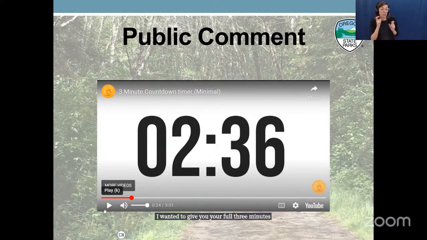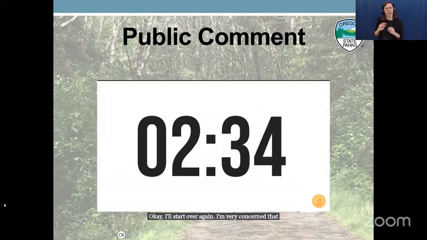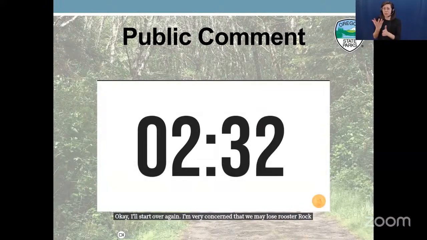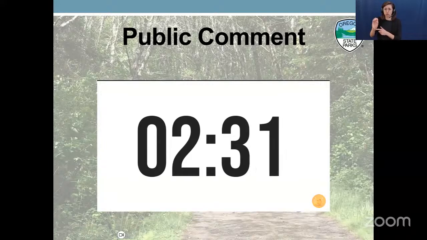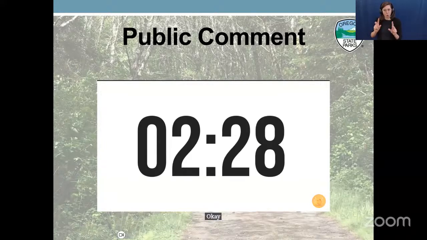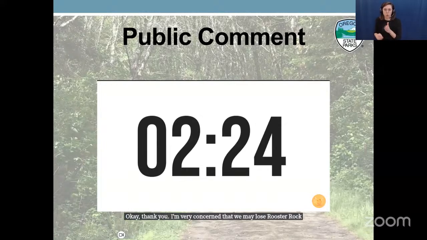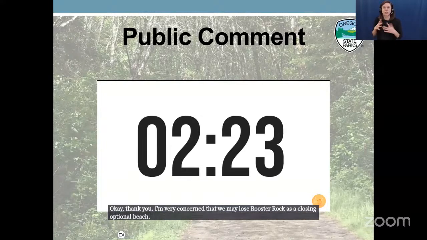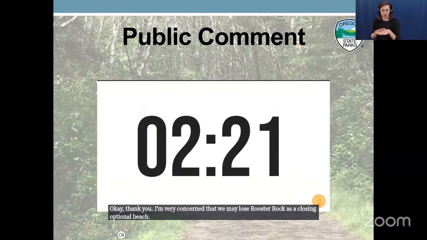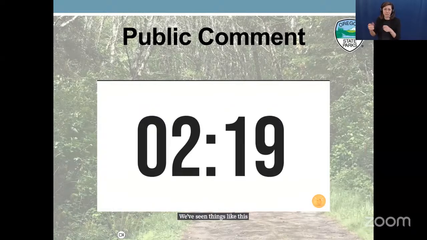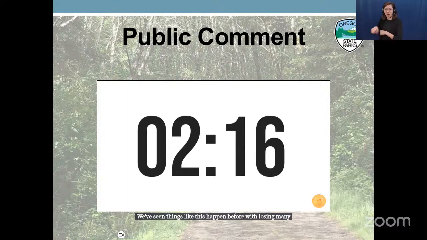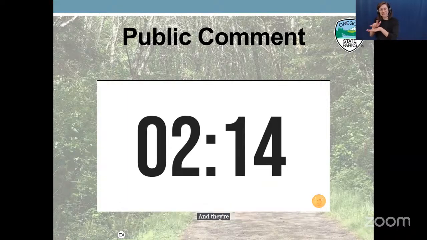I'm very concerned that we may lose Rooster Rock as a clothing optional beach. We've seen things like this happen before with losing many other clothing optional beaches, and they're extremely rare.